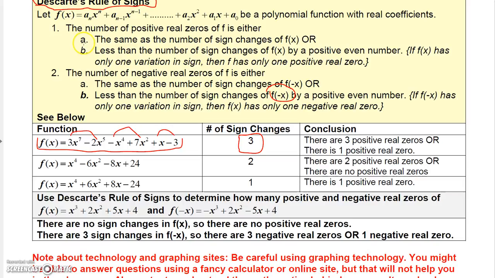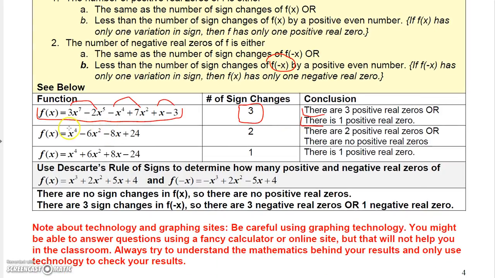So that's 3 sign changes. So based on that, let's see, what have we got here? It says the number of positive real zeros of f is either the same as the number of sign changes, so it has to be either 3, or less than the number of sign changes of f of x by a positive even number. Well, if you go less than 3 by a positive even number, that would be 2. So 2 less than 3 is 1. So there's either 3 positive real zeros or there's 1 positive real zero. So that tells us about the real zeros on that one.